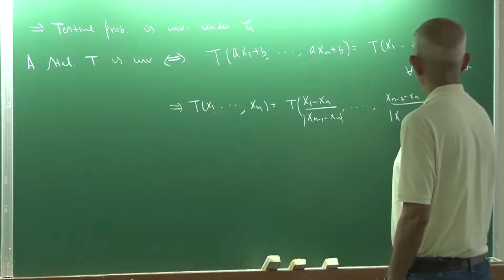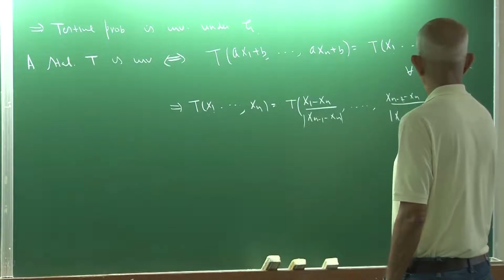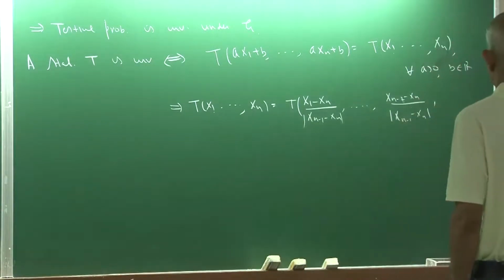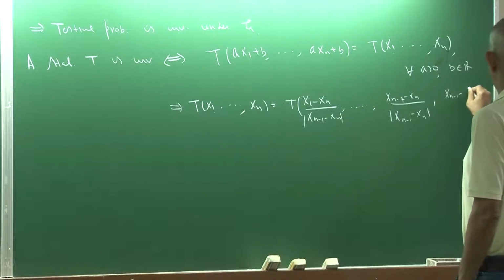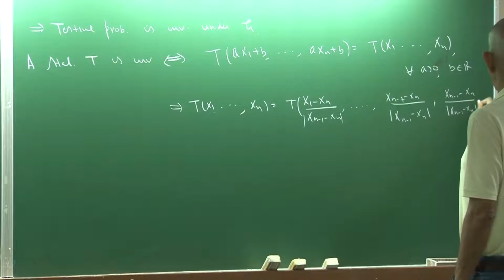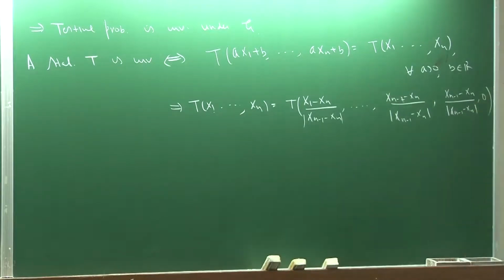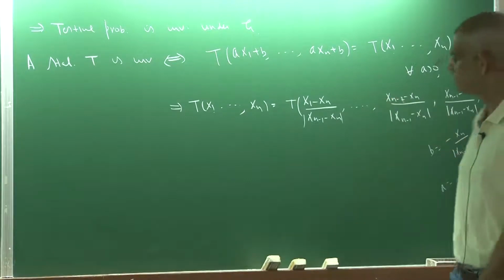First I put xn minus 2, then xn minus 1 minus xn by mod of xn minus 1 minus xn, and you can put this last coordinate as 0. So basically what I have done is I have taken b to be minus xn, and a to be 1 upon mod of xn minus 1 minus xn. I can take b to be this quantity because b could be anything in the real line. So this is what happens.